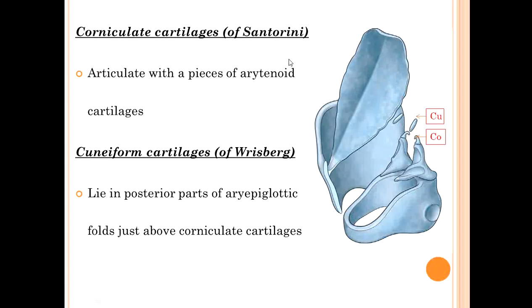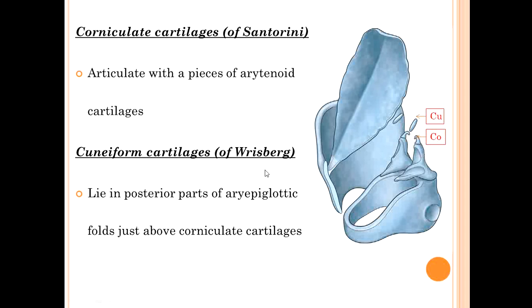Now here two small cartilages are there. This one is the corniculate cartilage and this one is the cuneiform cartilage. The corniculate cartilage is known as the cartilage of Santorini. It articulates with the apex of the arytenoid cartilage. That means it is articulating here. This is corniculate, this is arytenoid cartilage. So corniculate is articulating with arytenoid cartilage.